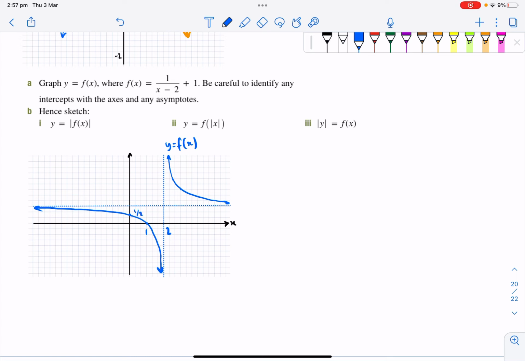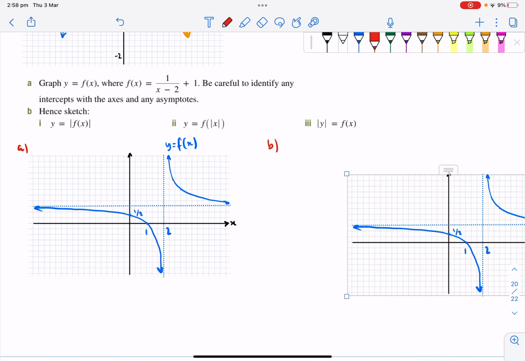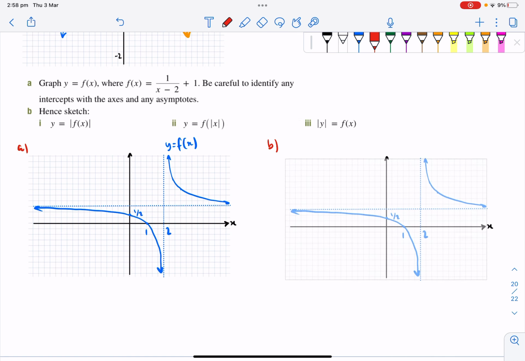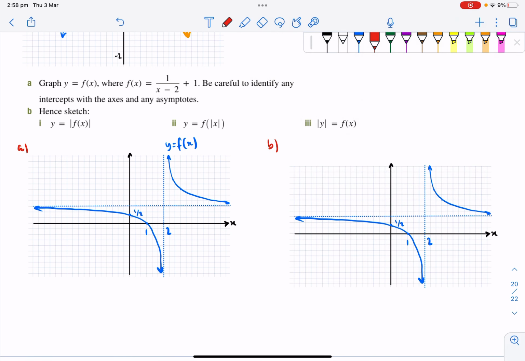Okay, so this is the original graph. I'm going to use this to help me sketch parts B, parts 1, 2, and 3. So let's go ahead, copy, paste. So I've got this B1, we're sketching y equals the absolute value of f(x).